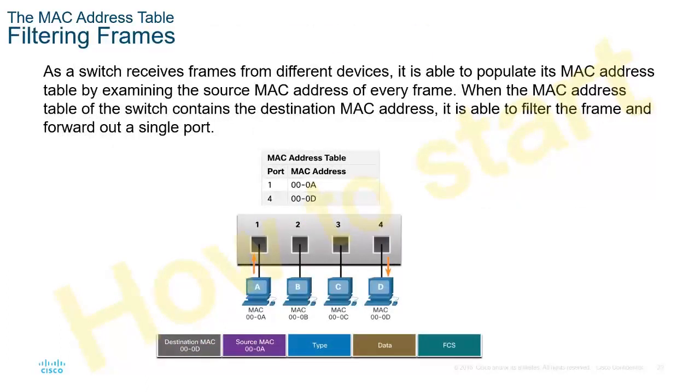So here's a quick example. We have PCA connected to port 1. We have PCD connected to port 4. As PCA starts communicating, the switch will start learning that port 1 has this MAC address. As it starts delivering data to port 4, it will start learning that port 4 has this MAC address. So it can start building its MAC address table based off of that content.